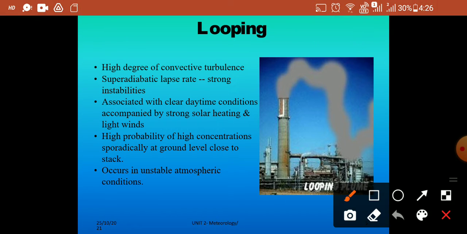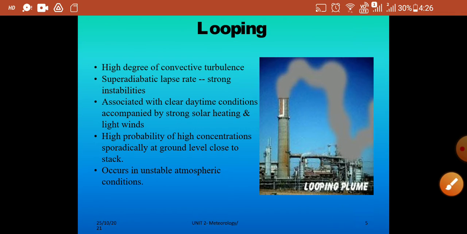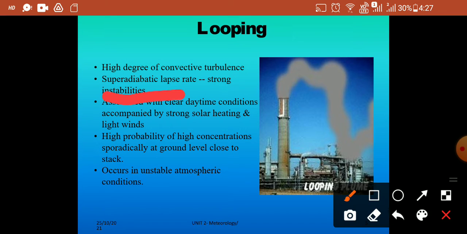So, coming to the looping effect. What is the looping effect? That is a high degree of convective turbulence effect. Here the disturbance and turbulence effect is very high. From the picture itself we can say that this kind of effect is called the looping effect. And here, super adiabatic lapse rate means strong instabilities occur. Adiabatic means the process takes place without any exchange of heat transfer between two systems. So super adiabatic lapse rate means strong instabilities will be happening.